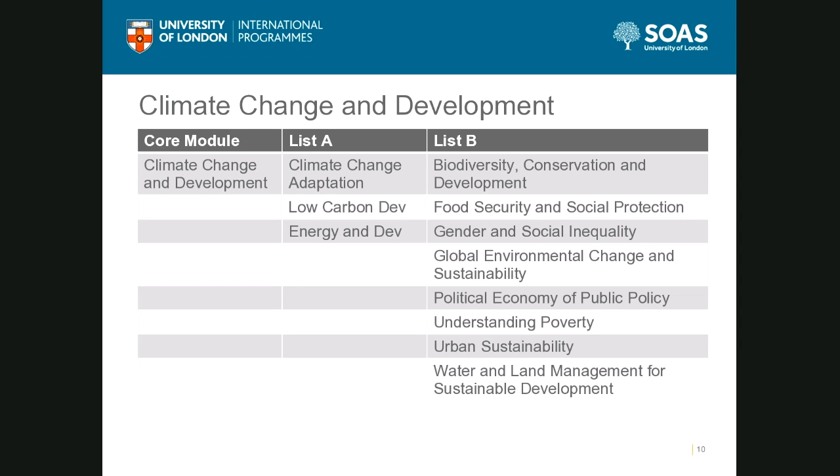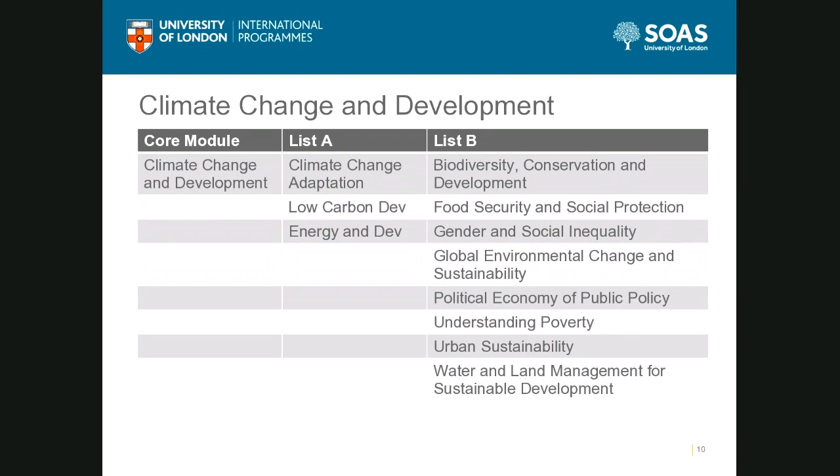So what would you actually get to study module-wise if you take climate change and development? First of all, you start with a core module, which is climate change and development. Then you go to list A, where you take two of these three options. You can study climate change adaptation and low carbon development, or energy and development, but you have to choose two from list A. That gives you one option from list B, and you can choose any of the modules listed there: biodiversity, conservation and development, food security and social protection, gender and social inequality, global environmental change and sustainability, political economy, etc. You can see the options for yourselves, and importantly there's a mix of things which are central to development policy and practice, and things which bring you knowledge of environmental issues and dynamics which are then relevant to development policy and practice.